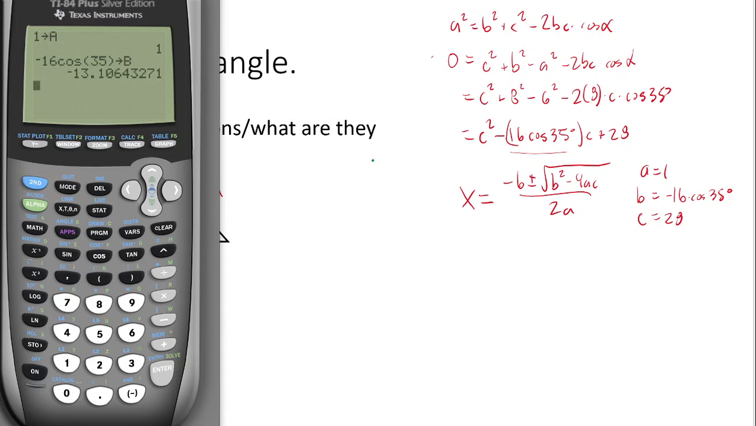And then we're going to say 28, and we're going to store that as c. Okay, now what we can do is go and type in the quadratic formula here, right? Negative b, negative alpha b plus the square root of alpha b squared minus 4 alpha a alpha c.